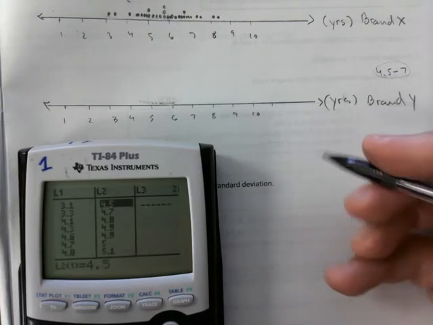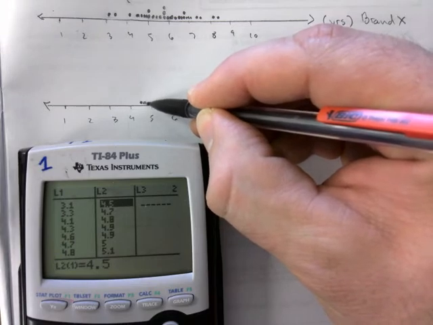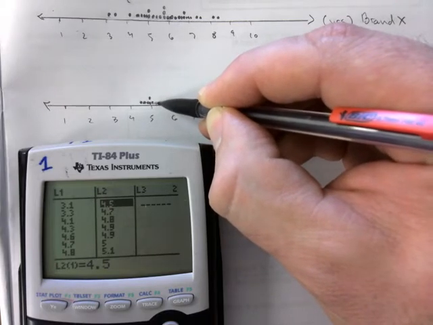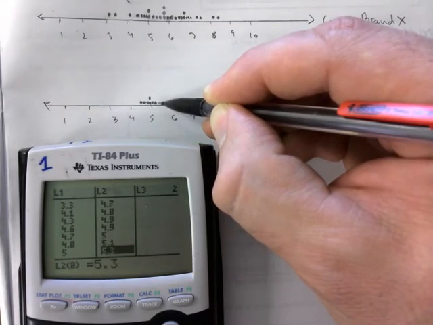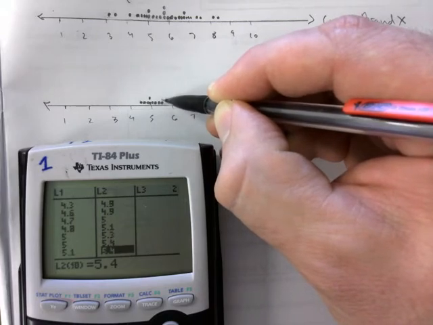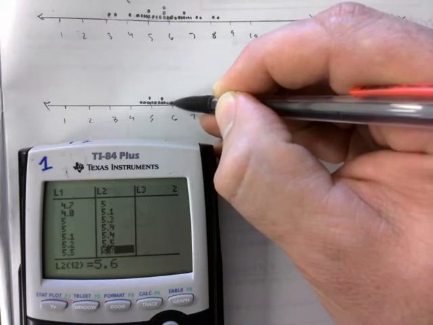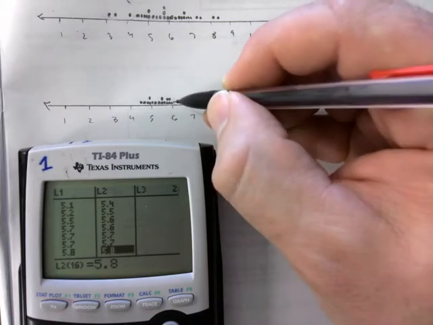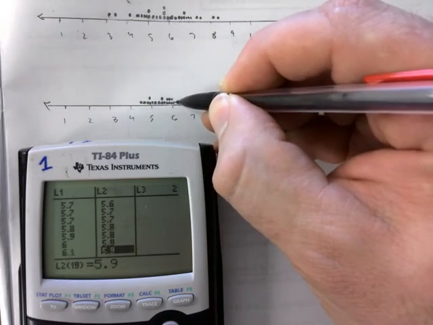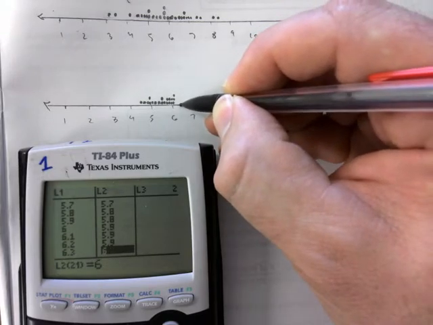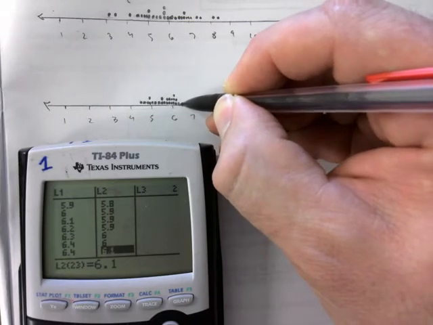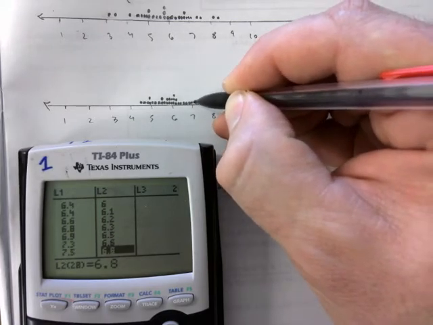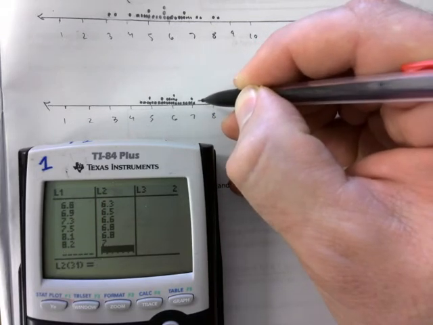Let me try again. Here, 4.5, 4.7. I'm gonna go closer together. 4.8, 4.9, 5, 5.1, 5.3, 5.4, 5.5, 5.6, 5.6, 5.7, 5.7, 5.8, 5.8, 5.9, 5.9, 5.9, 6, another 6, 6.1, 6.2, 6.3, 6.5, 6.6, 6.8, 6.8, 7, and that's it.